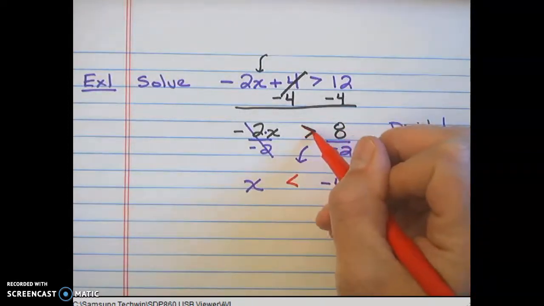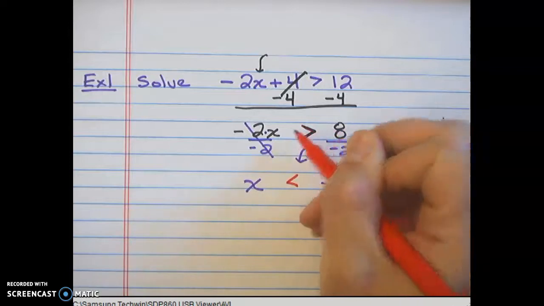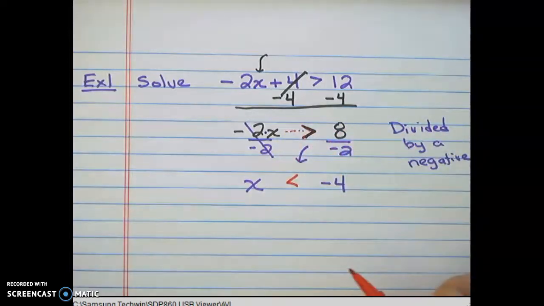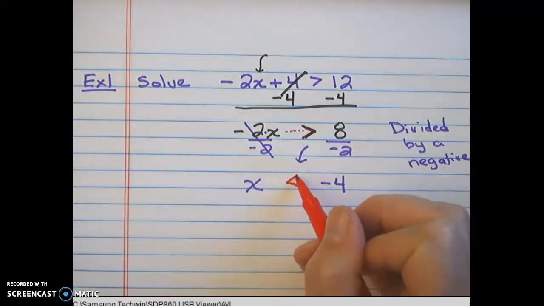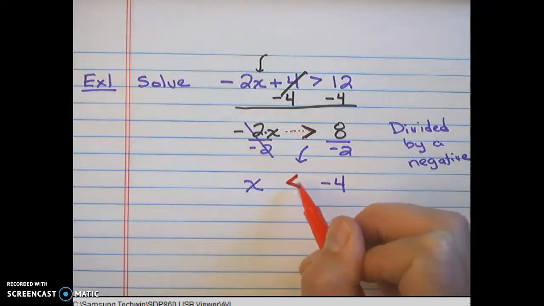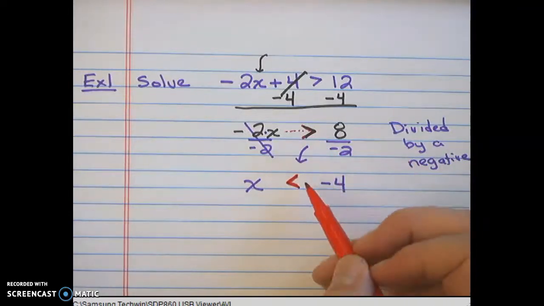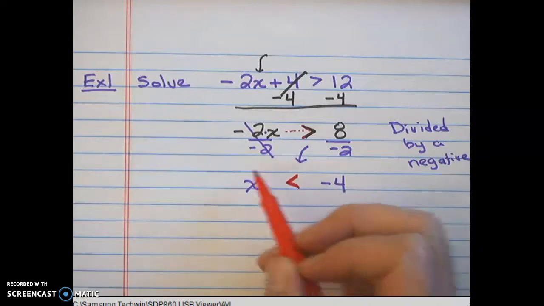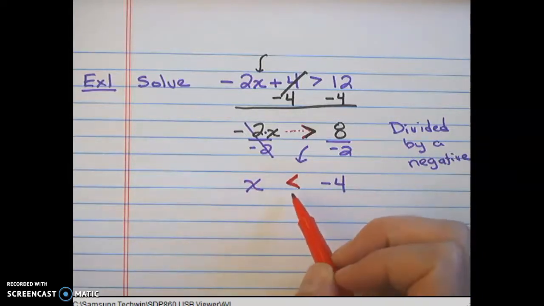Look at which way this arrow is pointing. It's pointing to the right. If I drew this as an arrow, it points to the right. Now the arrow is pointing to the left. It's the less than symbol. We have to do that reversal or else it's not true. So we say any number that's less than -4.